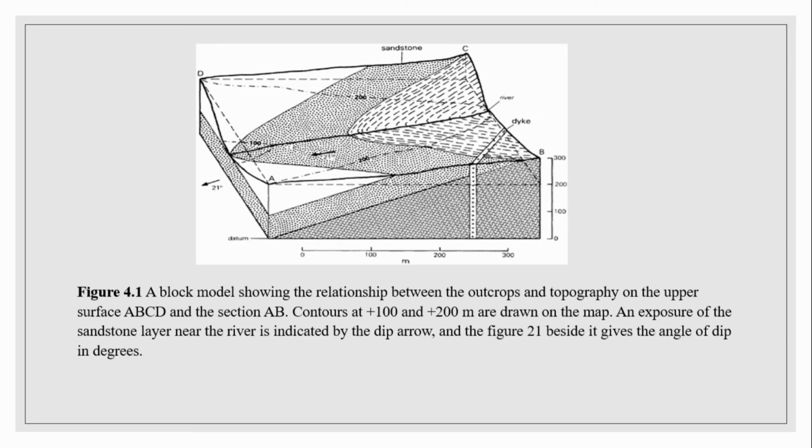Take a look at this picture. This is a block model showing the relationship between the outcrops and topography on the upper surface ABCD and the section AB. The contours at 100 and 200 meters are drawn on the map. An exposure of the sandstone layer near the river is indicated by the dip arrow, and the figure 21 beside it gives the angle of dip in degrees.